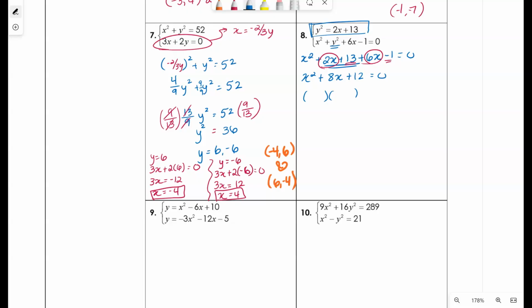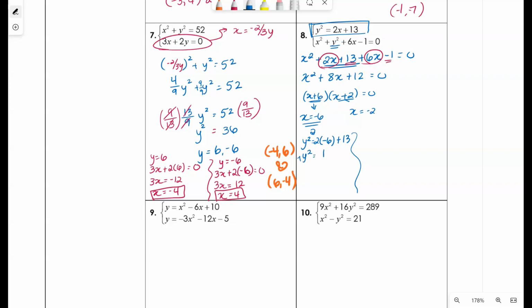This is factorable, so when we factor this, we get (x plus 6)(x plus 2) equals 0. So this tells me that x equals negative 6, and this tells me that x equals negative 2. So now we're going to plug them in. When x equals negative 6, we know that y squared equals 2 times negative 6 plus 13. So therefore y squared equals 1.